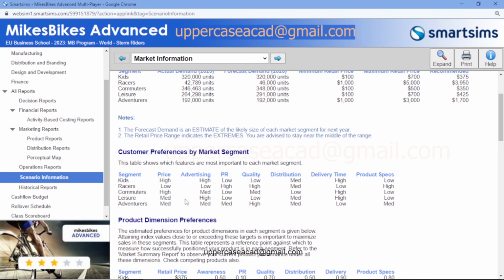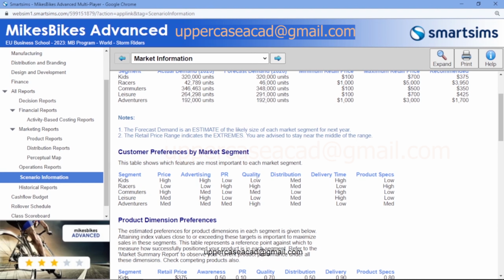Adventurers prefer medium. Now in terms of advertising, for the kids, if you keep on increasing or investing more in your advertising, you might end up selling more units in the kids market segment. The racers just have low preference. If you look at PR, the racers are the ones which have high PR. If you invest more in that segment in terms of PR, you might end up selling more.